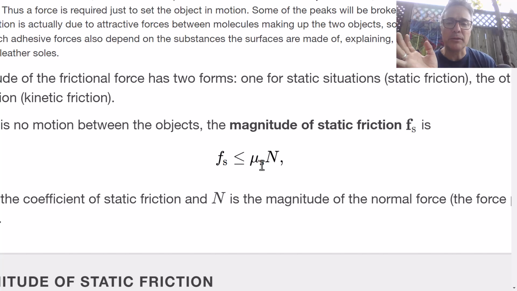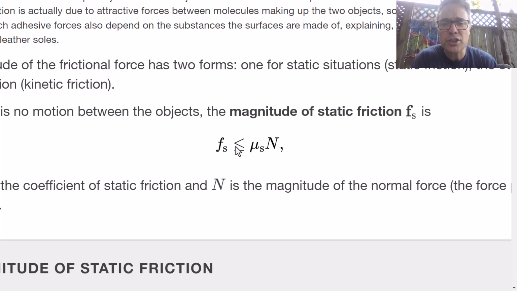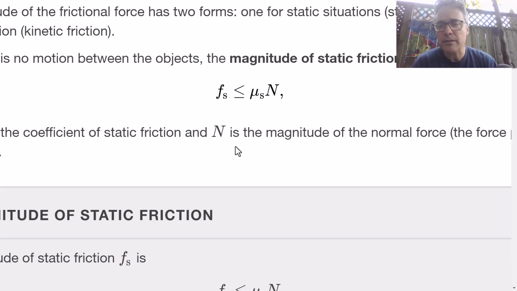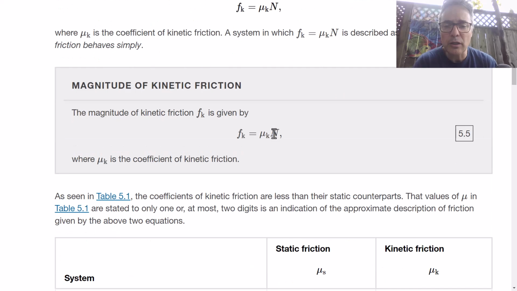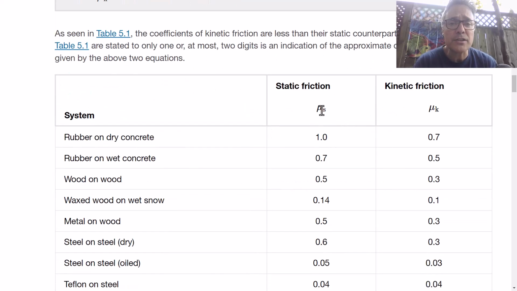So it looks a little similar. You've got this coefficient of static friction from table 5.1, and you've got the normal force, but really the static friction can be anything. So it can be 0 if there's no reason for the two surfaces to slide, or it can be up to this maximum value on the right here. But it's a self-adjusting force, kind of like the normal force or tension, and so there's really no equation for it. There's just this equation for the maximum. So you can take a look at these coefficients of static friction. What's interesting is that they're always a bit higher.